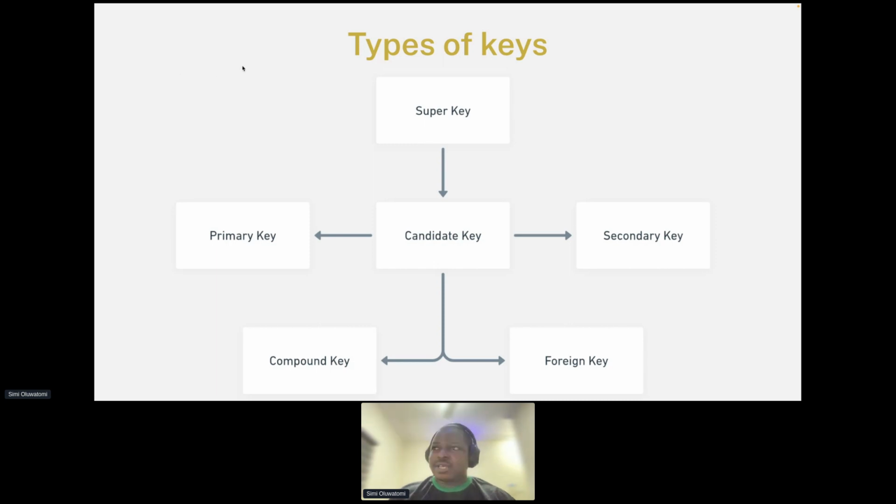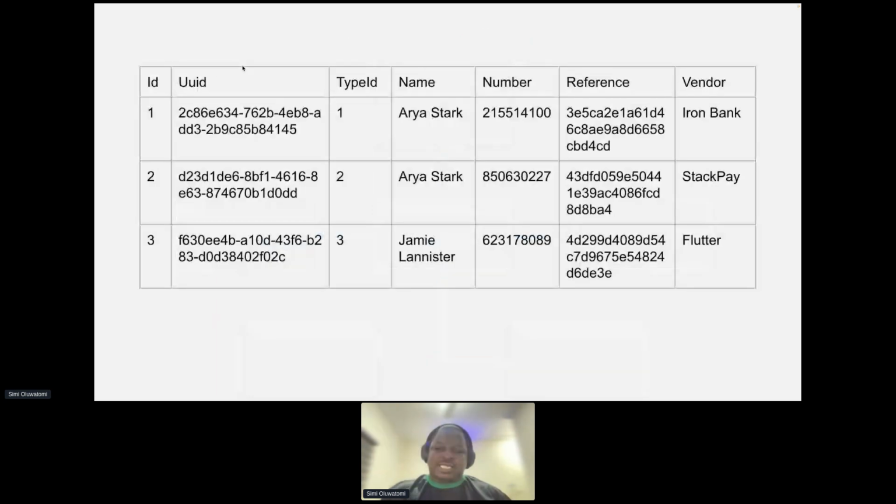Now, let us look at this sample table. And it is just for an example. We see that we have an ID that is a primary key, and then we also have a UUID. But our UUID is not the primary key because we don't like it. And then we have a type ID that is a foreign key in a types table. And then we have the name, the number, the reference, and the vendor.